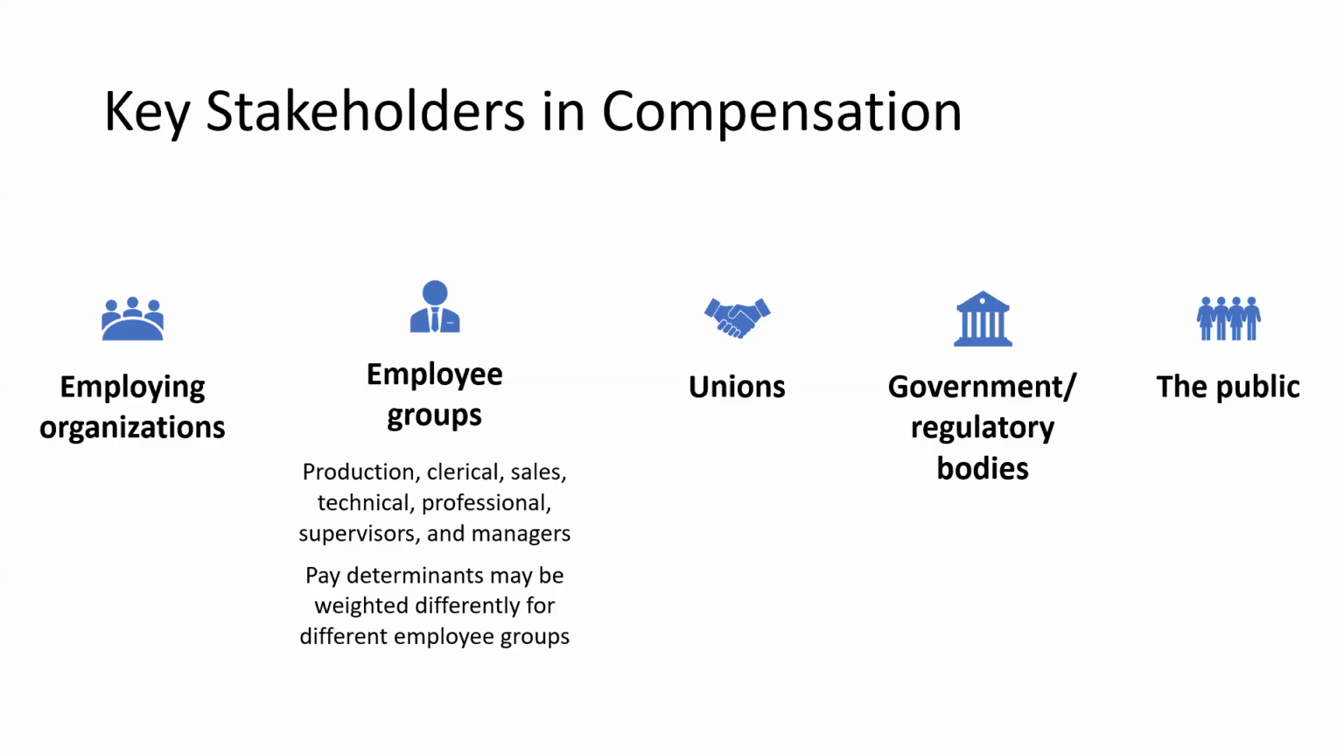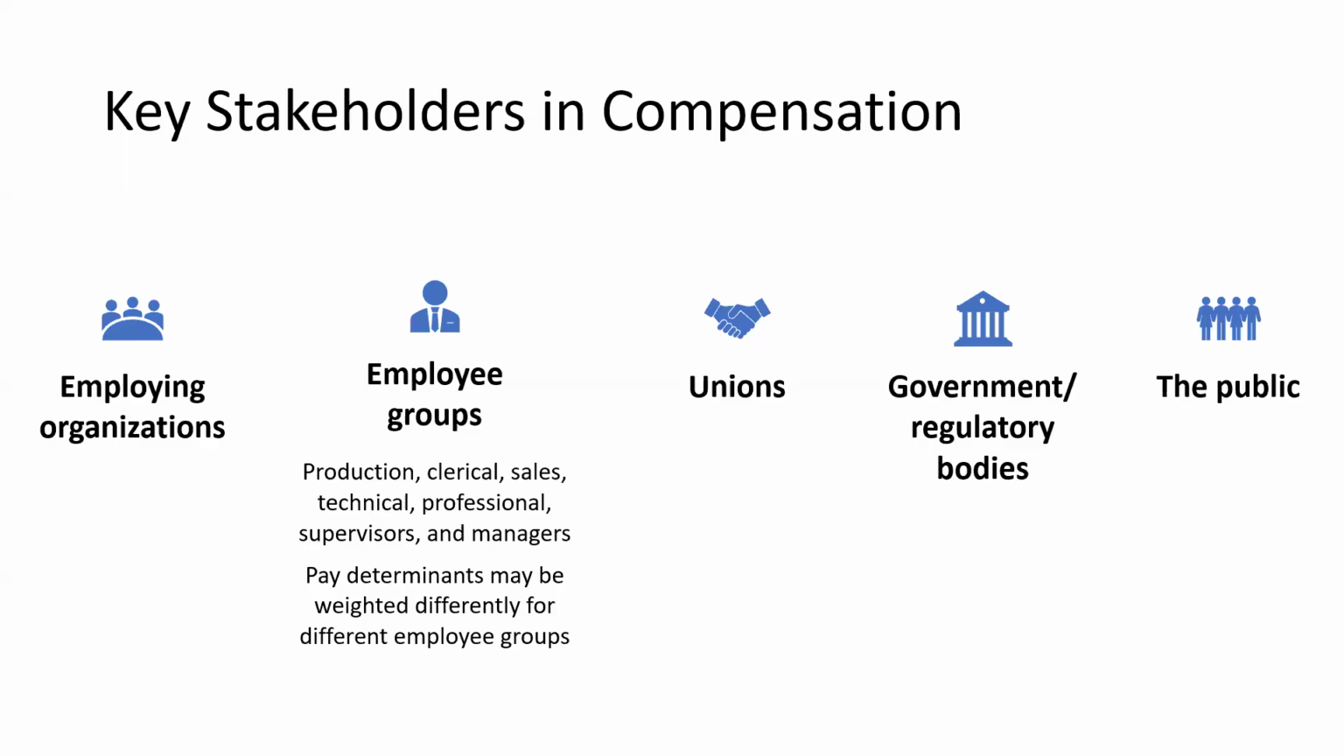Unions also influence pay, not only for those who are in the union, but when you have organizations where some employees are unionized, the unions will actually influence the pay of non-unionized employees as well. So that's something organizations have to keep aware of. We'll actually have an entire chapter on government and regulatory bodies and the kinds of laws that we have to think about when we're thinking about direct and indirect compensation.